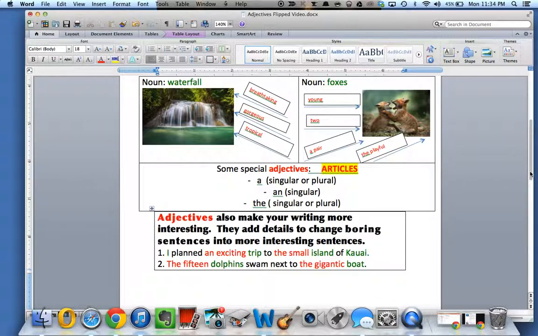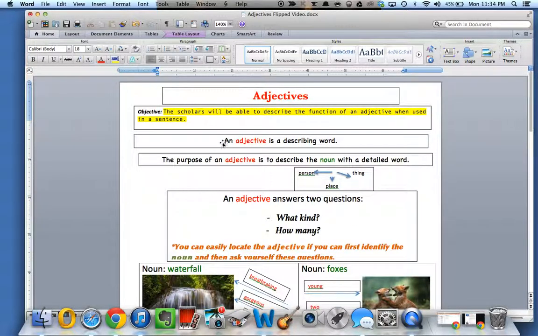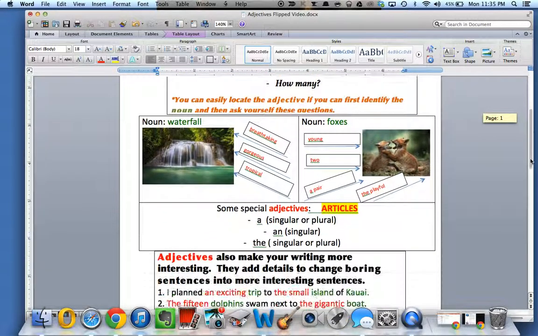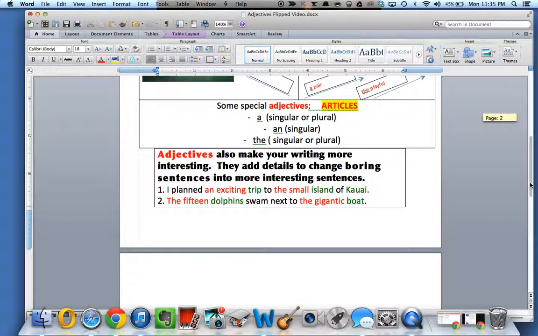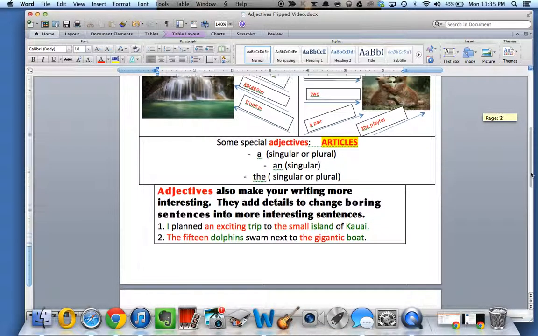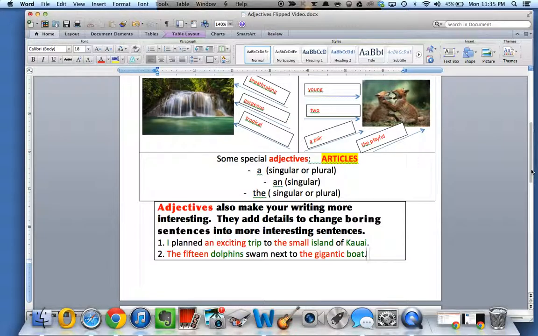So remember that adjectives are describing words, and adjectives, their job is to describe nouns. That's their function. I hope that you'll use nouns and verbs and adjectives together to build very interesting stories in all of your classwork this year.